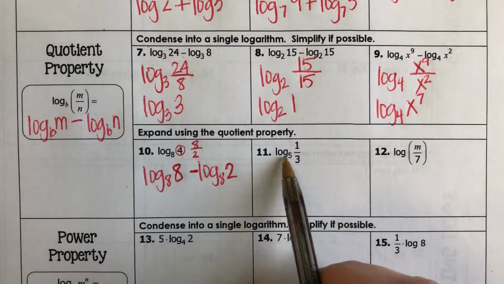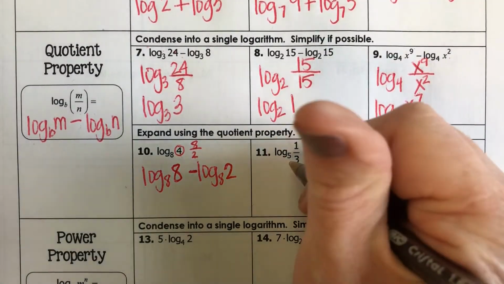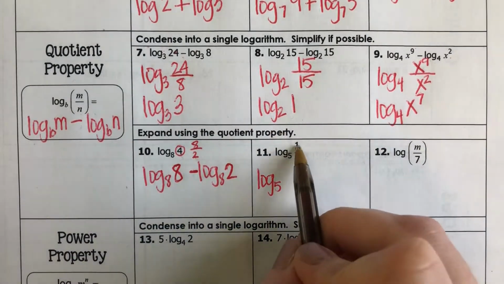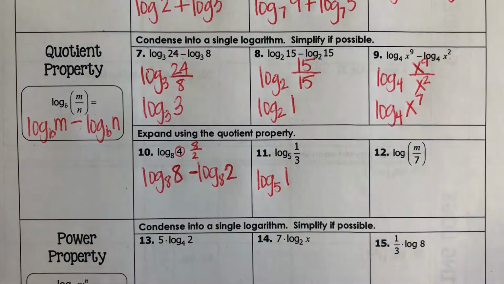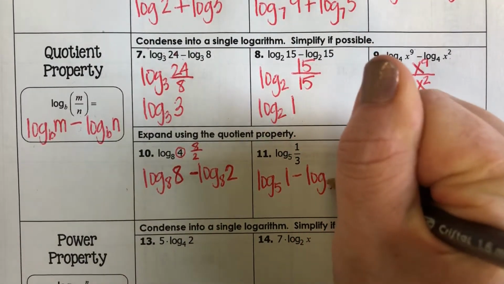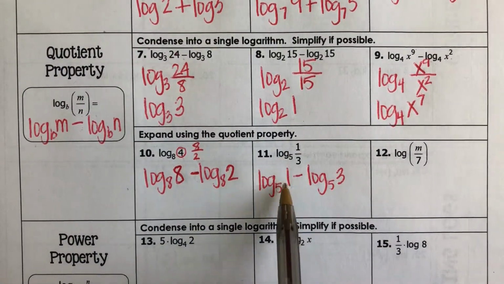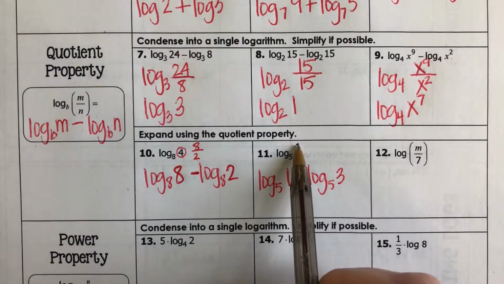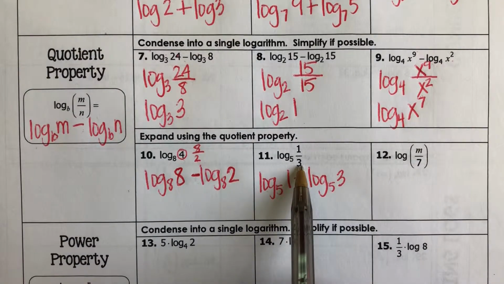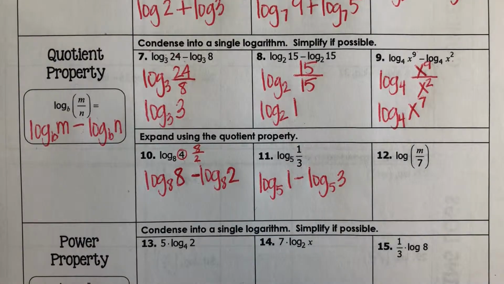Okay? For log base 5 of 1/3, there's already a fraction. So I'm going to split this up into log base 5 of 1, and I'm going to do minus log base 5 of 3. The reason the 1 went first was because it's in the numerator. It follows the positive log. The 3 is in the denominator, and it follows the negative log. Okay?